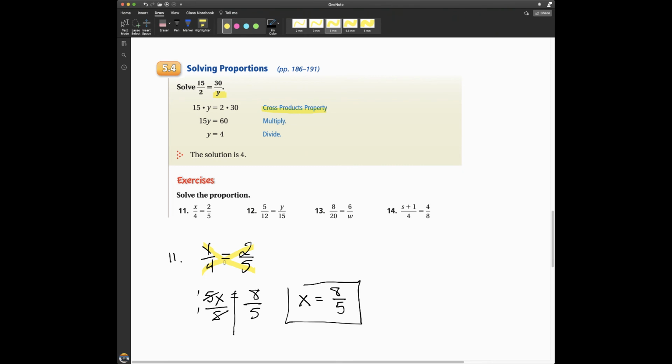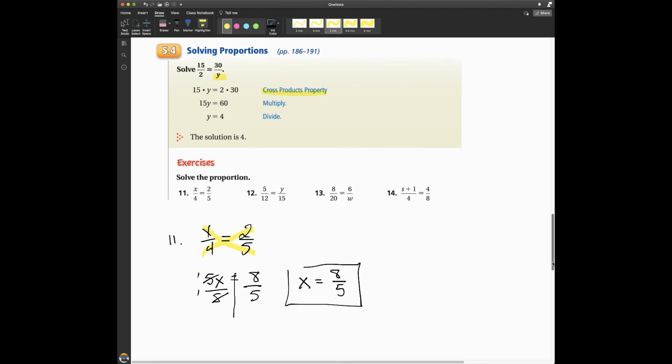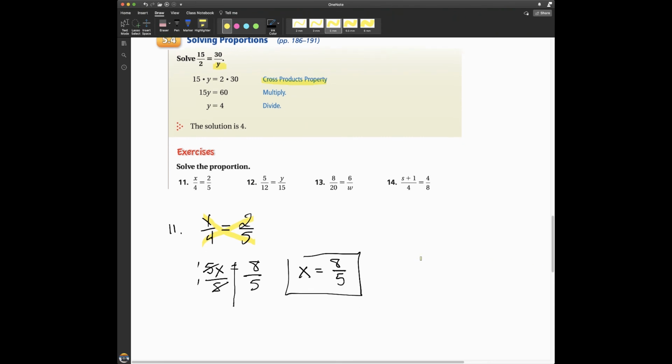Okay, I did down here for number 11. You can see what I did. Even though the variable's in the numerator, I used a cross products property. And 5 times x is 5x. 4 times 2 is 8. And how did I get x by itself? I divide both sides by 5. You can see the canceling on the left side. And I end up with x equals 8/5.